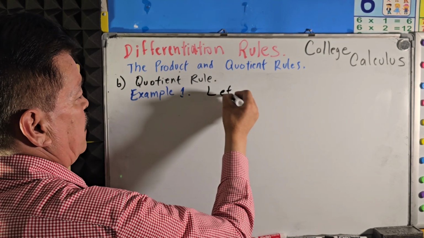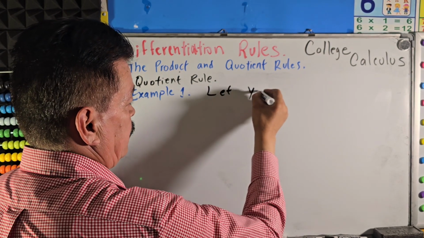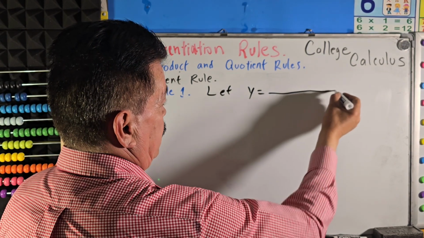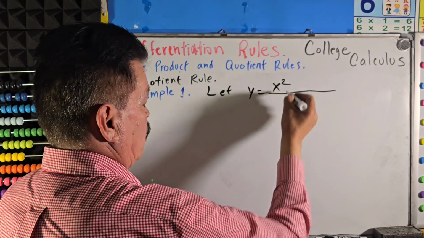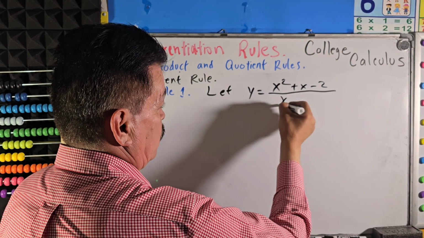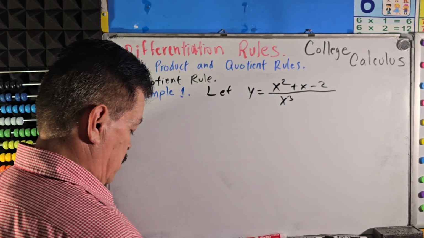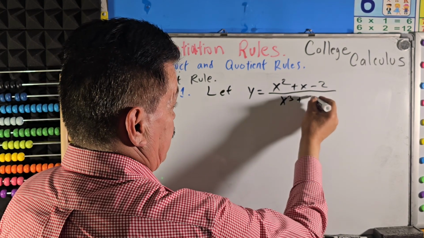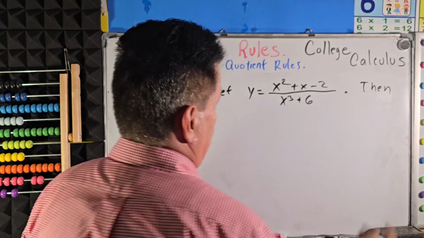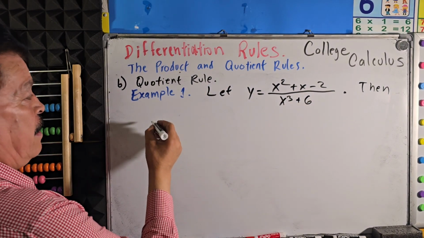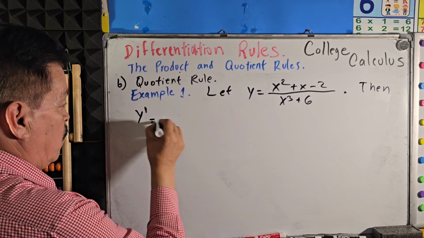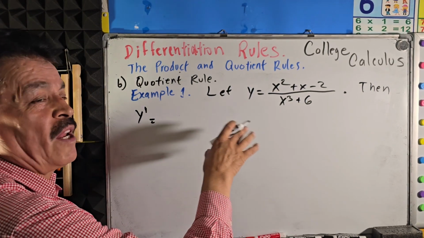So let's write this problem. Let y equals, let's see, it's not hard, x to the second power plus x minus 2 divided by x to the third power plus 6. Okay? So then y prime, or derivative, will be equals, remember the formula I gave to you before?